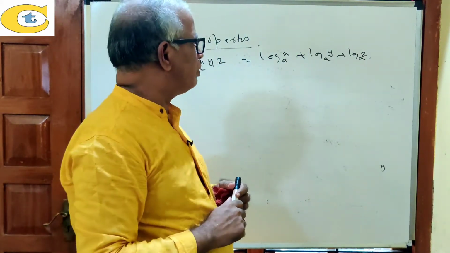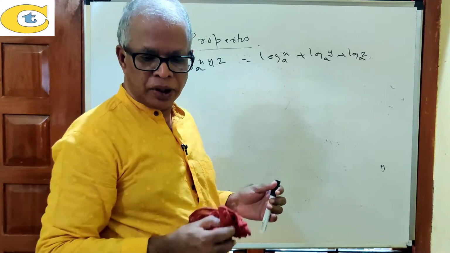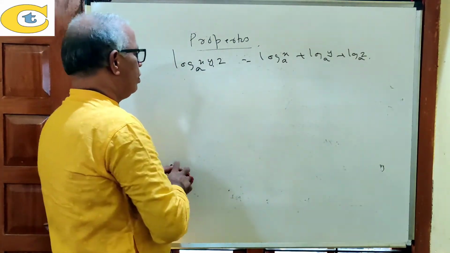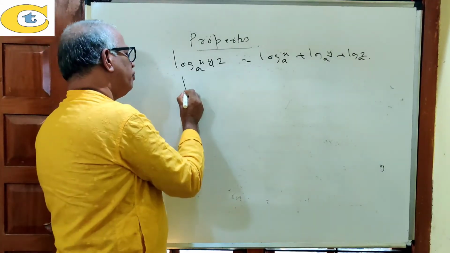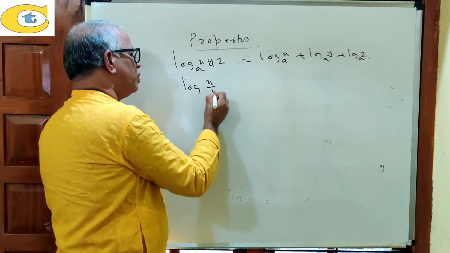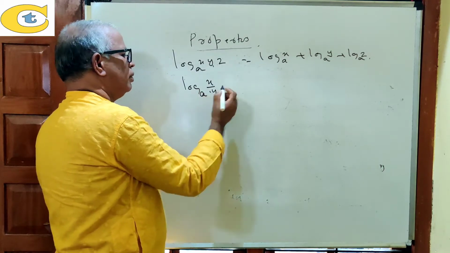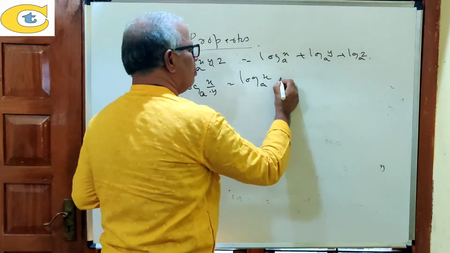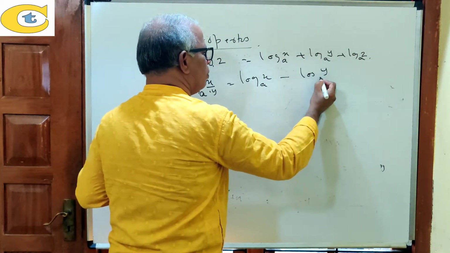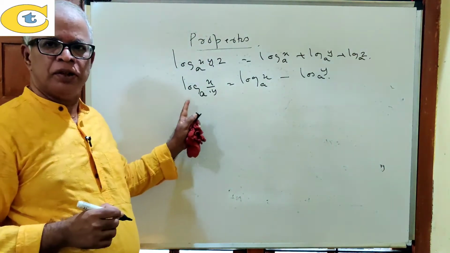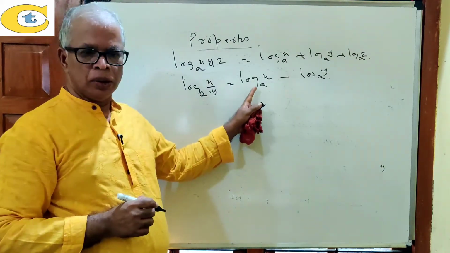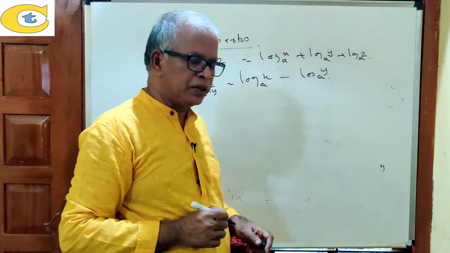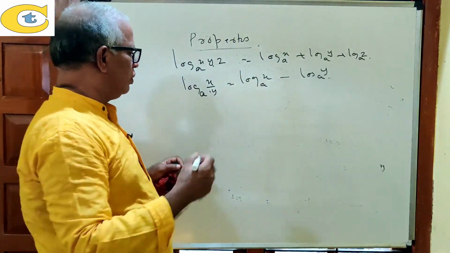Next property is division property. I hope you got it. If you have doubt, you can post to us. Logarithm of x by y to the base a is equal to logarithm of x minus logarithm of y to the base a. Logarithm of x divided by y to the base a is equal to logarithm of x to the base a minus logarithm of y to the base a. Here also we can apply the same rule. Method 1 we will do now.